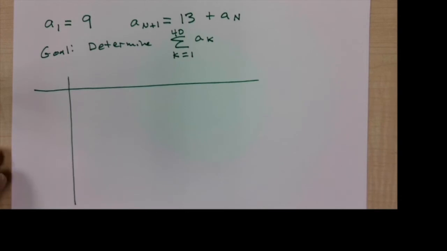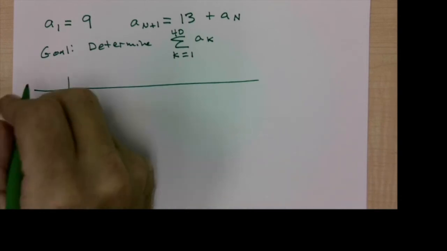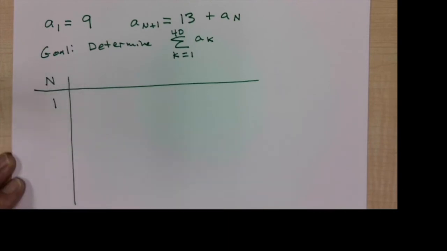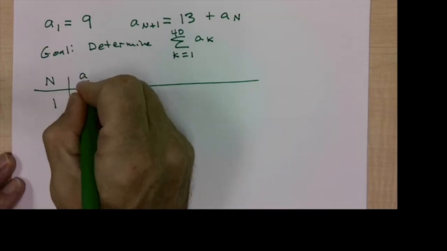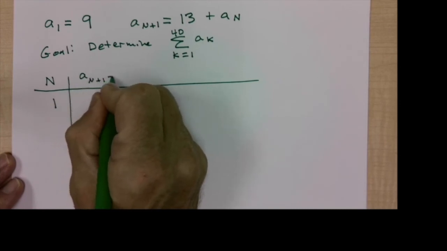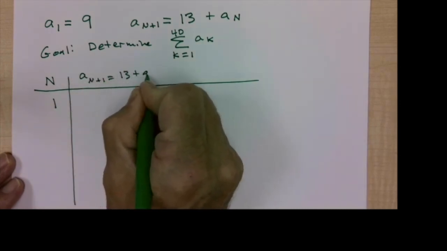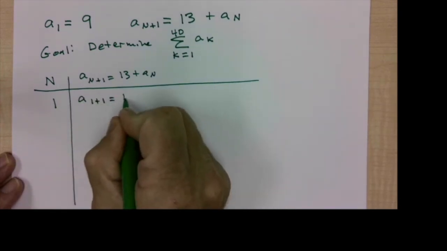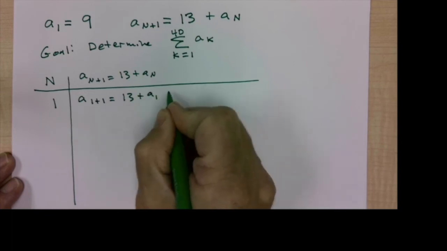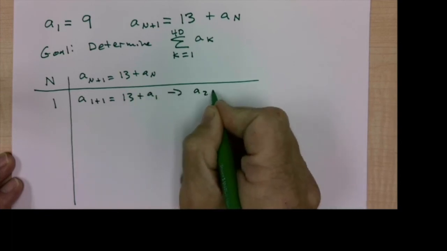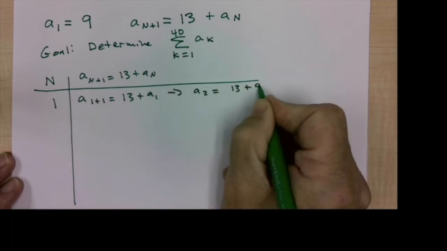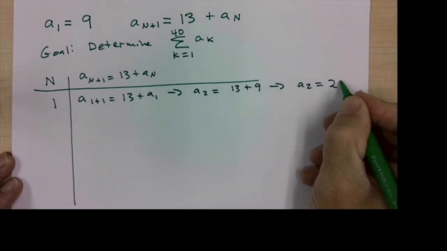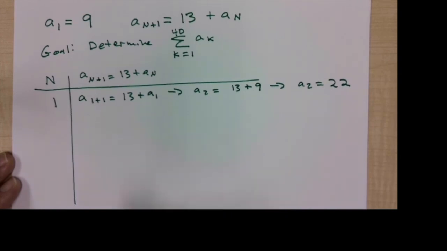So what do we have? If n is 1, what do we have? Our rule here is a sub n plus 1 equals 13 plus a sub n. That would be a sub 1 plus 1 is 13 plus a sub 1, which would tell me a sub 2 is 13 plus 9, which would tell me a sub 2 is 22.